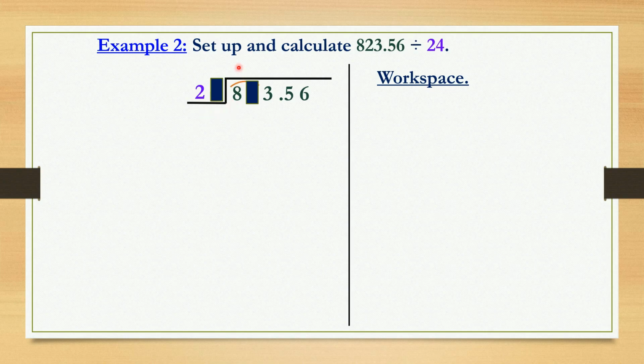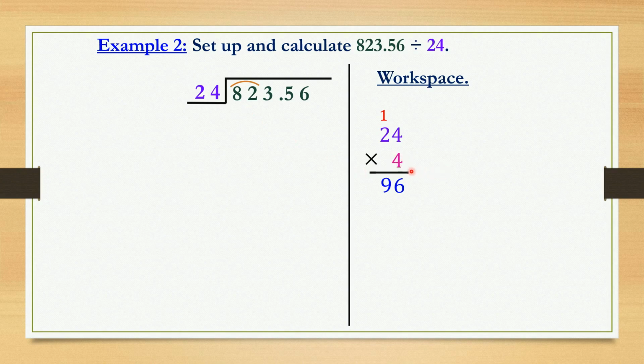But of course, we don't write 4 immediately. We need to check if my estimated quotient 4 is correct by multiplying the divisor 24 by 4 on a scratch paper. 4 times 4 equals 16. I write 6, I carry 1. 4 times 2, 8 plus 1, it's 9. 96 is greater than 82, so 4 is incorrect.